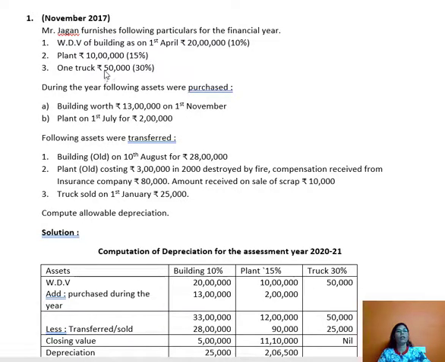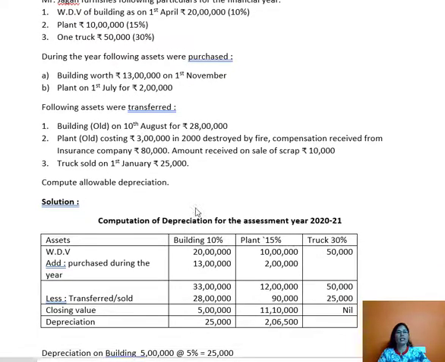There was only one truck and this truck was sold. So the truck was costing 50,000 and it was sold for 25,000. So there is a short-term capital loss, and also we can't charge depreciation because the one truck which was there was sold. So now let us see the computation on these assets.